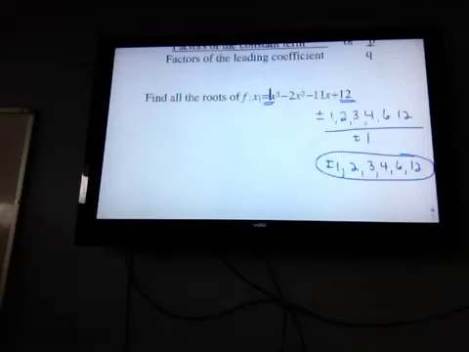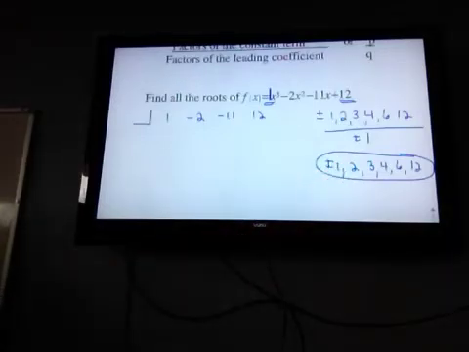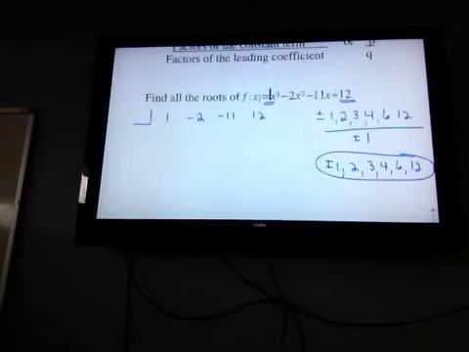So I set up synthetic division. 1, -2, -11, +12. And I go to my list. And you pick one. There's no magic to it. You pick one. What do you want me to pick? 4? I really don't know what it is. I have no idea. So I try 4.